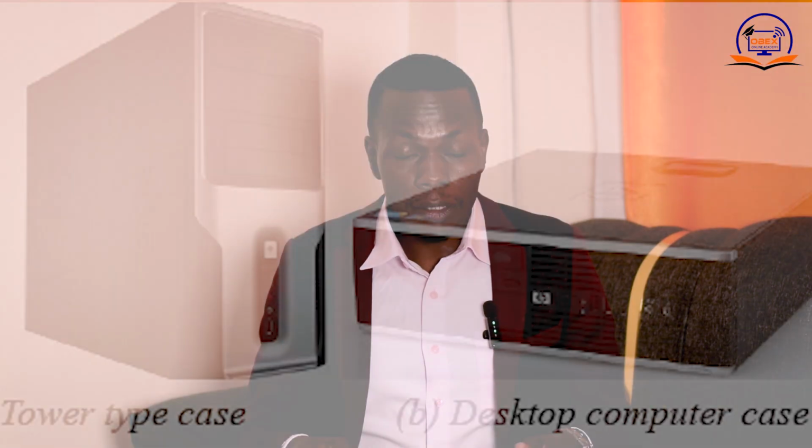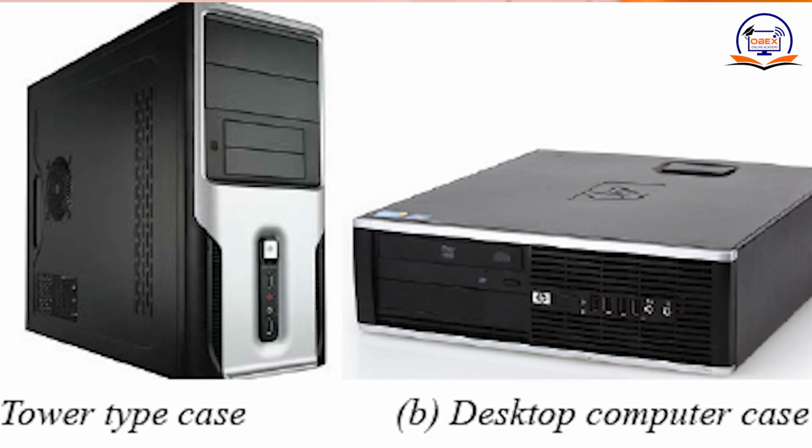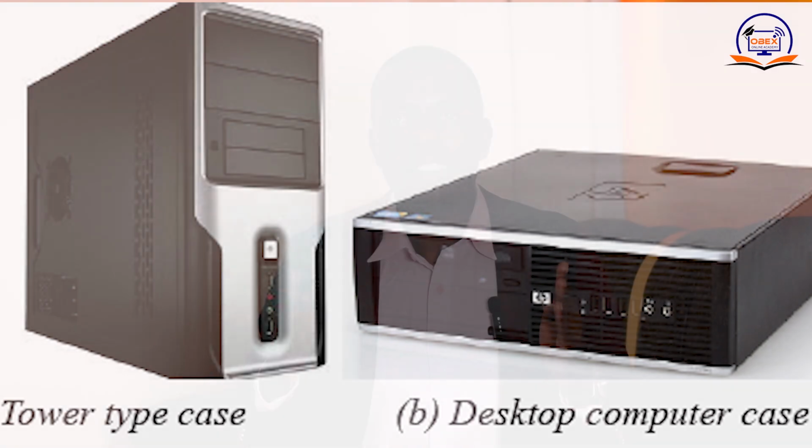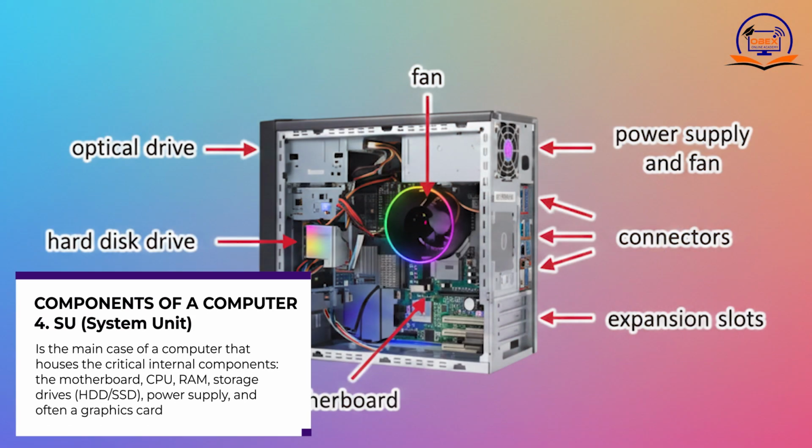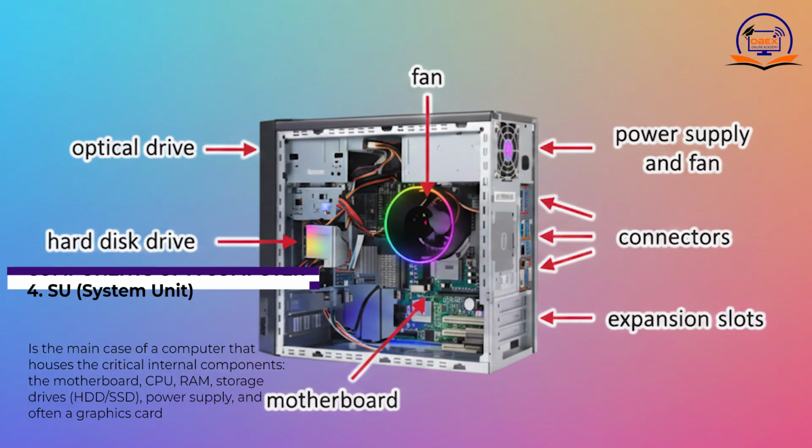And then the next component that we want to talk about is the system unit, SU. Some people call it the CPU. It's not the CPU, but it's the system unit. Inside the system unit, we have the CPU and other components. So the system unit is the main case of a computer that houses critical internal components of your computer.